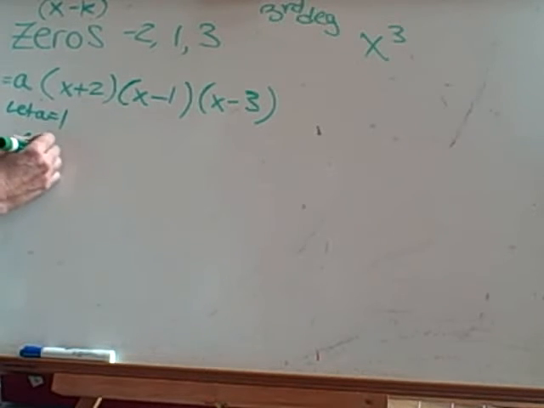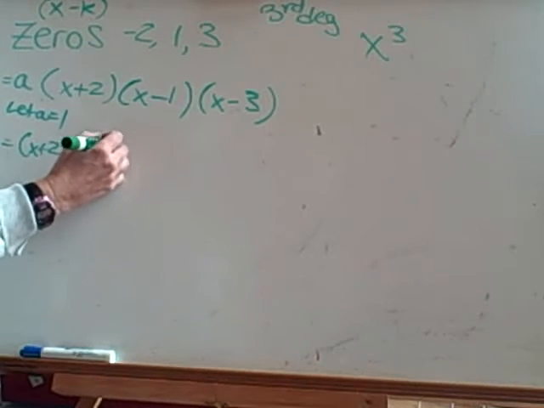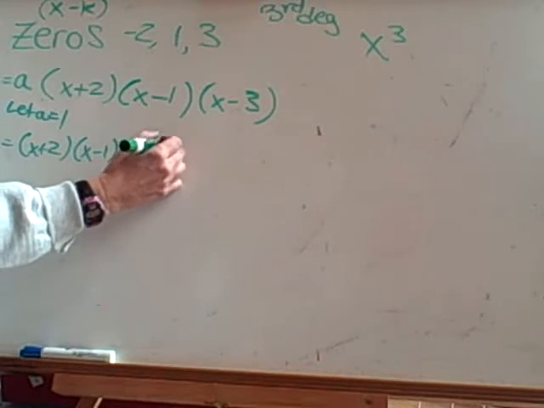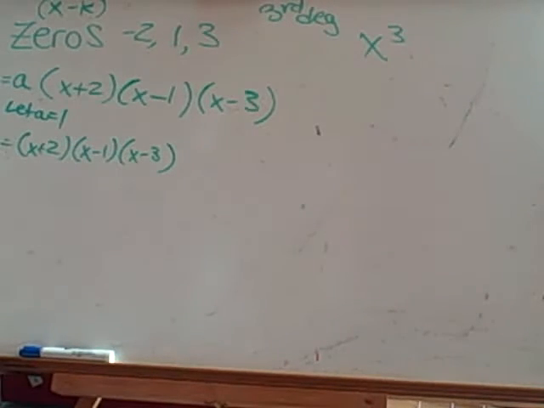So I'm going to put down here let a equal 1, and then I'm just going to write it as y equals x plus 2 times x minus 1 times x minus 3. Now, it may not look third degree, but it will after we do our multiplication. So I'm going to do a box to find part of it, and then another box to find my other part of it. Are you okay with that?